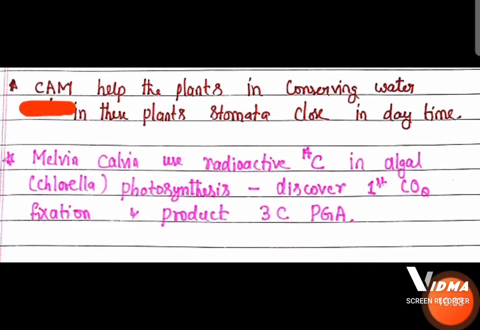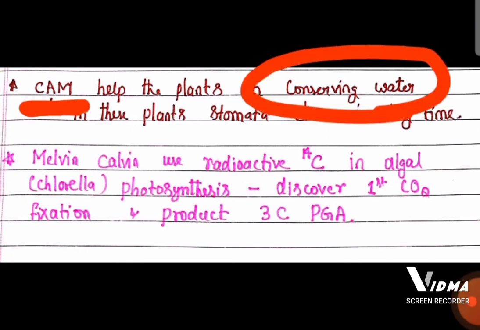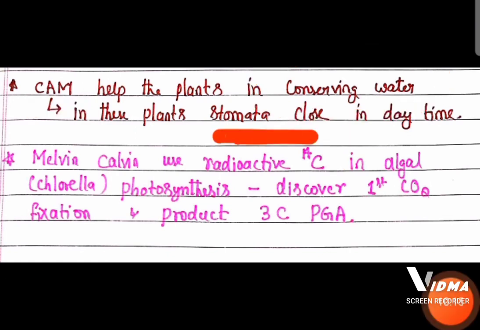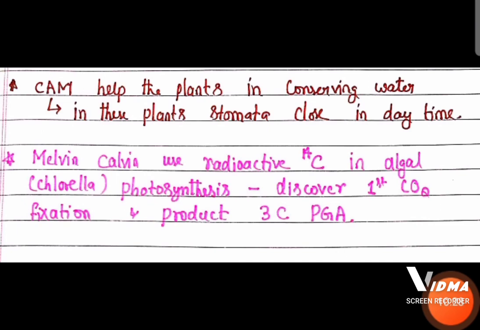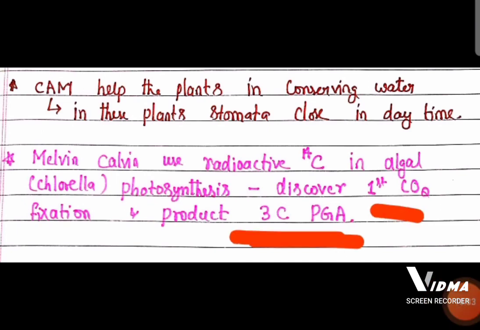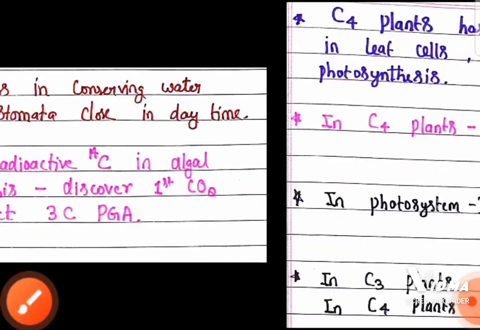And the CAM pathway: in some plants we can observe crassulacean acid metabolism that helps the plants to conserve water. Because of CAM there is conservation of water, and also there is closing of stomata during daytime. In this way the CAM pathway is going to protect the plants. And Melvin Calvin used radioactive carbon 14 in chlorella alga to study photosynthesis, and he discovered that the first carbon dioxide fixation product is 3-carbon phosphoglyceric acid in C3 plants.